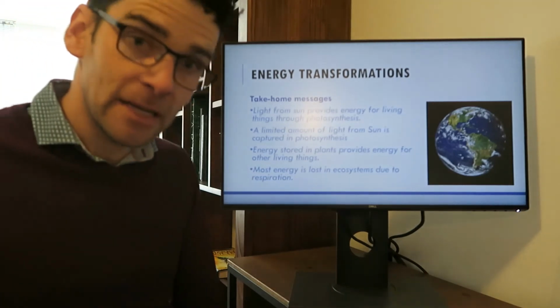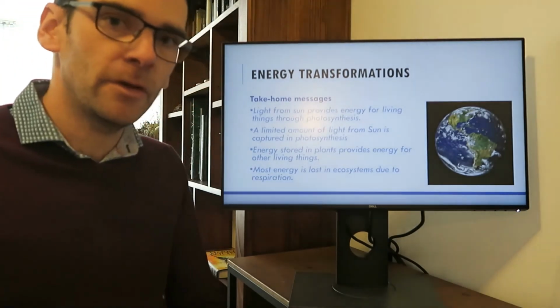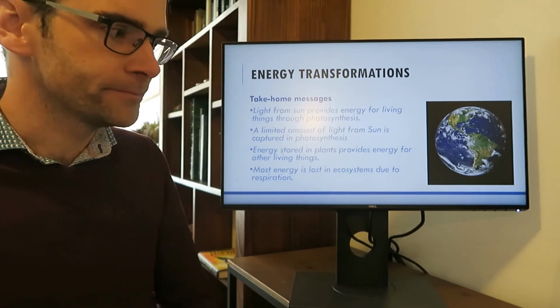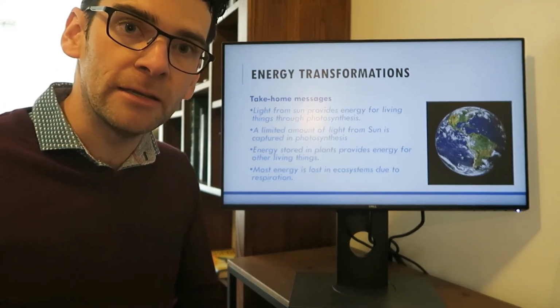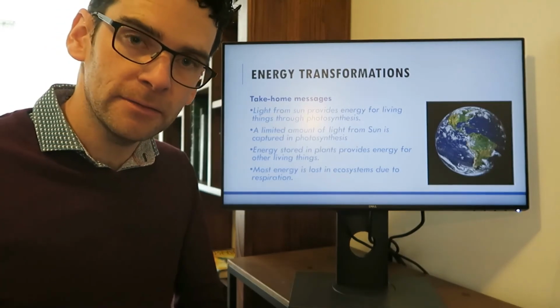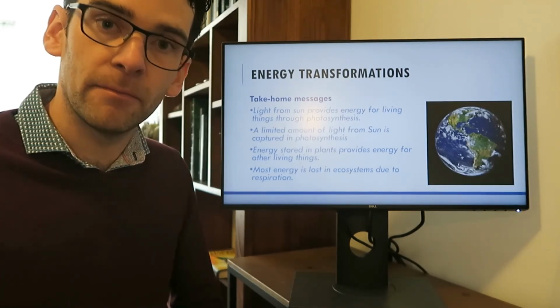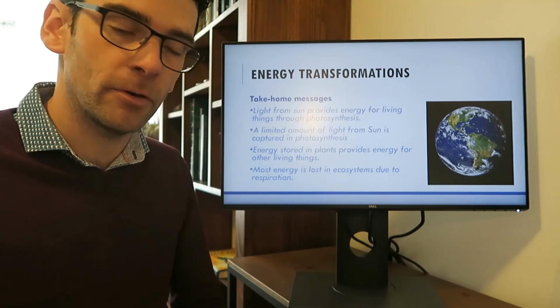Alright, so that comes to the end of our lesson. So the take-home messages for today are to understand that light provides all the energy we could possibly need for living things. Okay, it's the instigator, and it does this through the photosynthetic process.